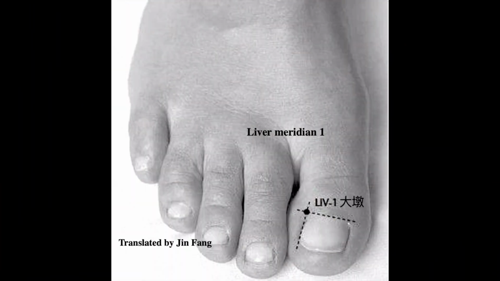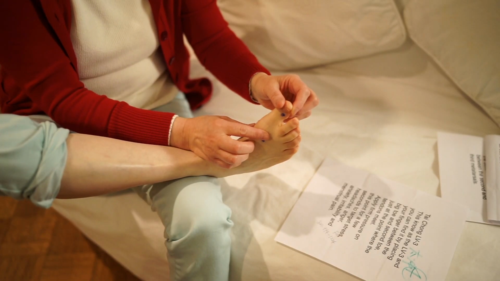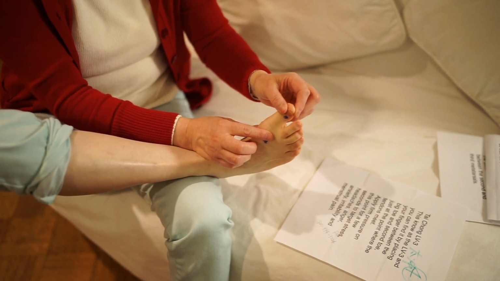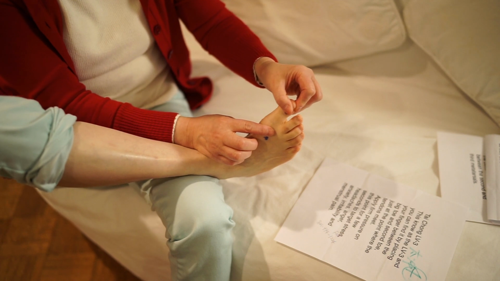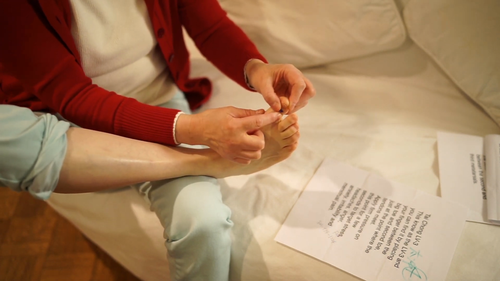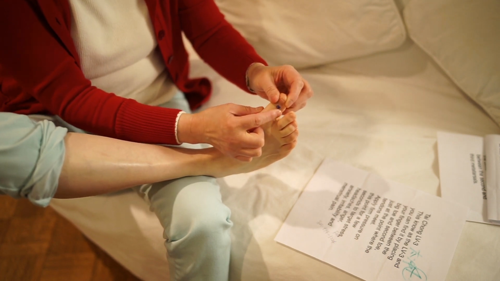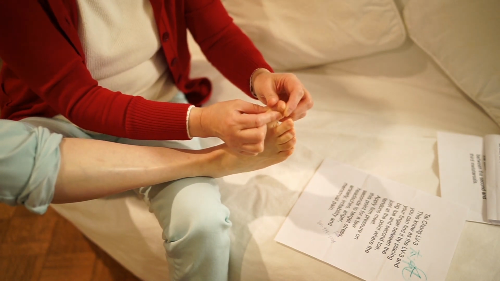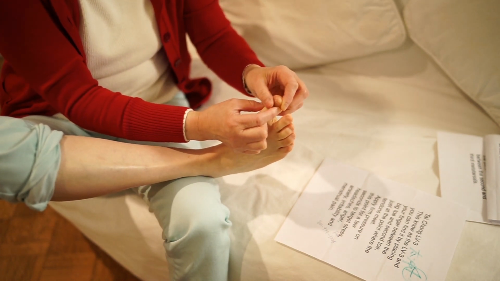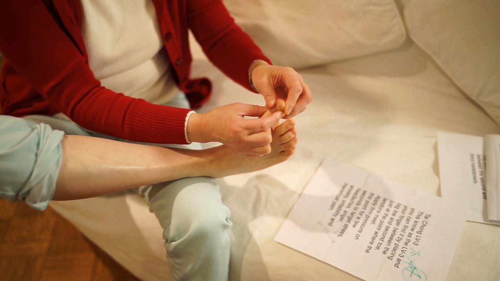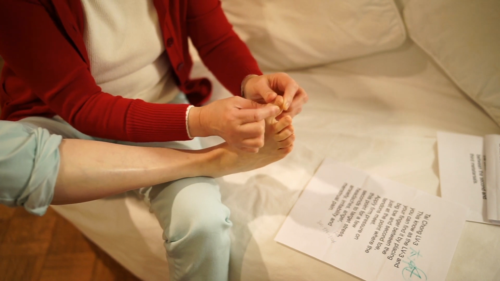Liver Meridian 1, LV1, Dadun. The LV1 point can be found 1 inch below the toenail corner toward the inner side of the big toe. Massage for 2 or 3 minutes to rid yourself of insomnia, night sweats, palpitations, hot flashes, memory loss, and anxiety.